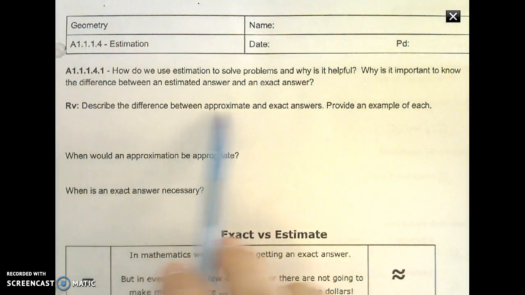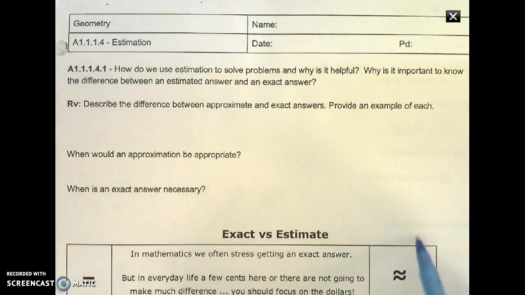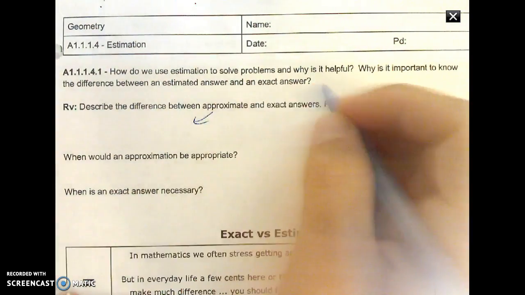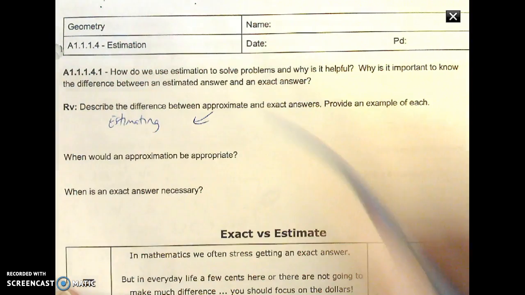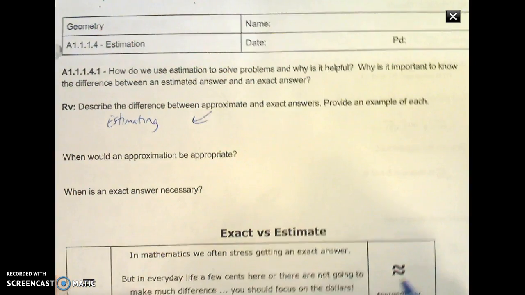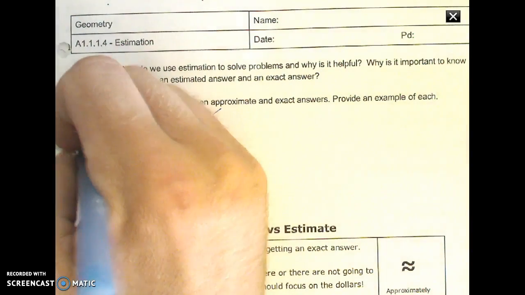Describe the difference between approximate and exact answers. Provide an example of each. Alright, so approximate is like when you are just estimating. Okay, so the best example I can give you is if I am grocery shopping.